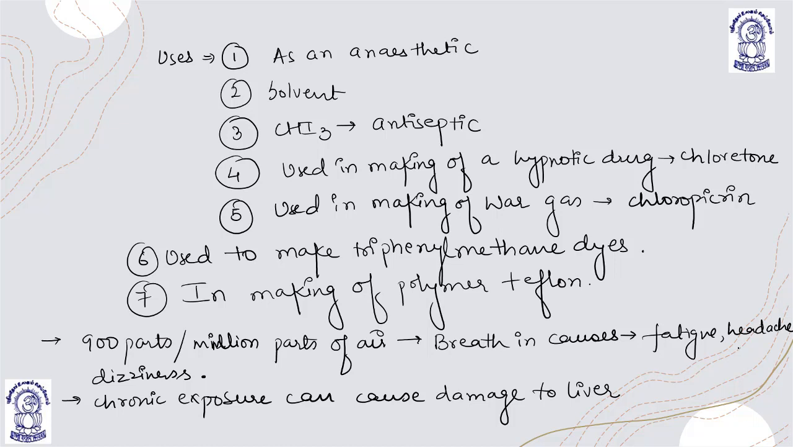Chloroform is metabolized to phosgene gas. That is why chloroform is stored in closed, dark colored bottles, to prevent its oxidation.